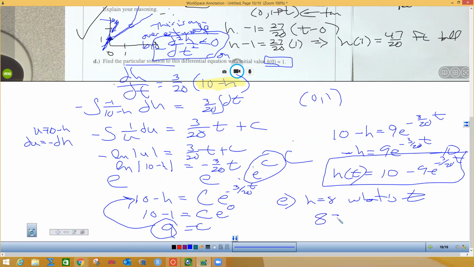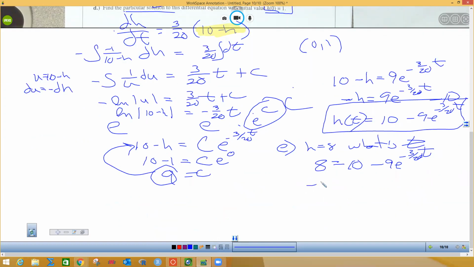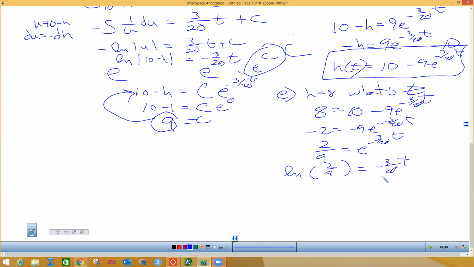Okay. So I get 8 equals 10 minus 9e to the negative 3/20 t. Then I subtract the 10 over, so I get negative 2 equals negative 9e to the negative 3/20 t. I divide by negative 9 and get 2/9 equals e to the negative 3/20 t. I take the natural log of each side to get rid of the e, so I get negative 3/20 t. And last, I multiply by the reciprocal, so t equals negative 20 over 3 times the natural log of 2/9. Whatever that is, round to 3 places, and that's your answer.